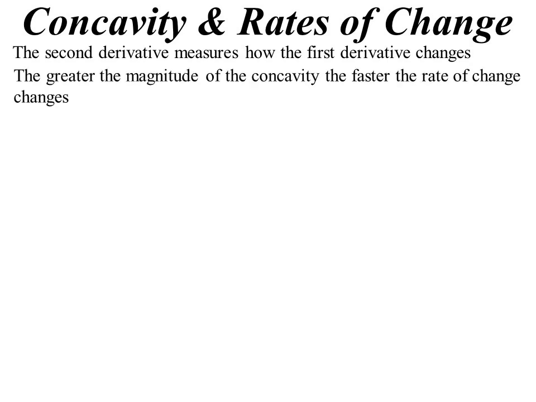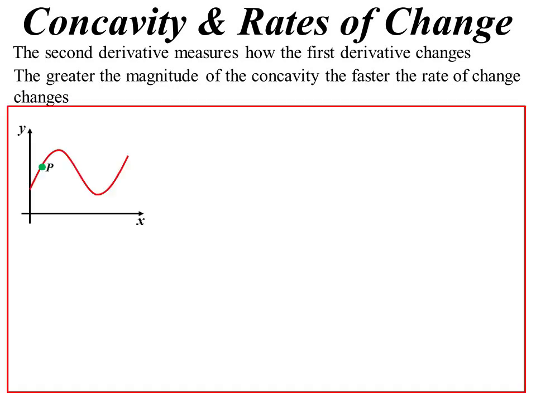So the greater the magnitude of the concavity, now we haven't really worried about the number, we're just worried about whether it's positive or negative, so we knew it was concave up or concave down. But the number tells us the size of the concavity. So the greater the magnitude of the concavity, then the faster that rate of change is. That's a bigger number. So I've got something like this.